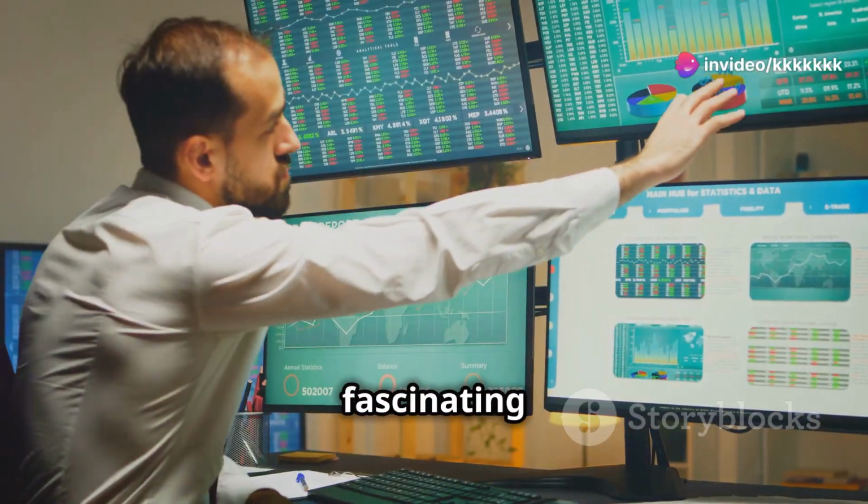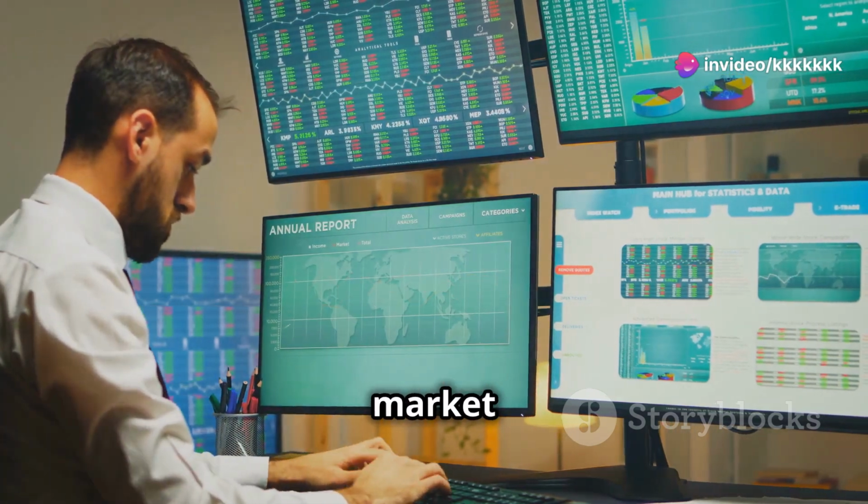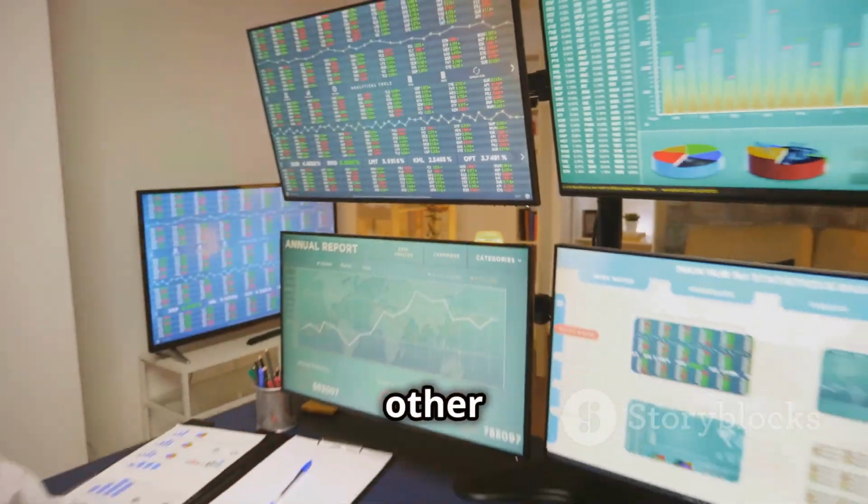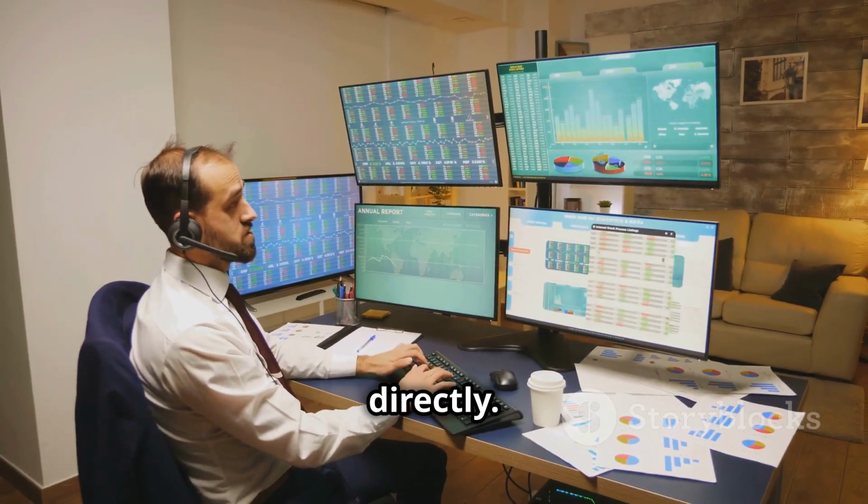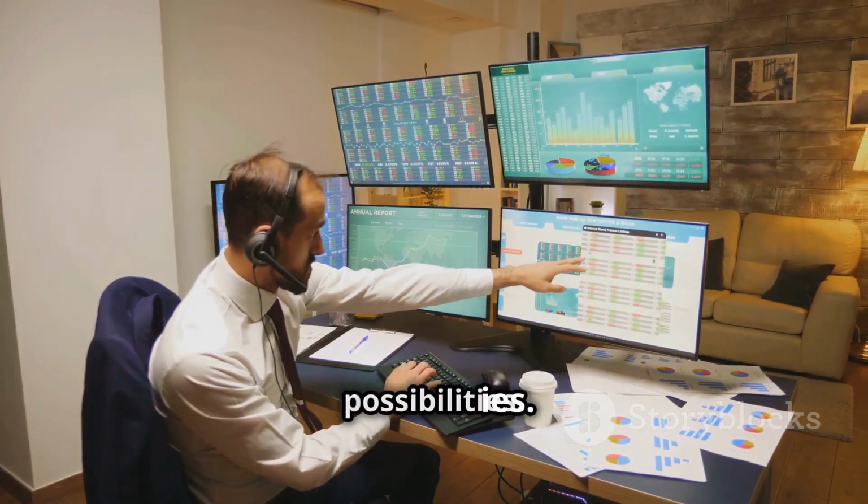Options trading is a fascinating and complex part of the financial market where traders can control a stock or other assets without owning it directly. This allows for a wide range of strategic possibilities.